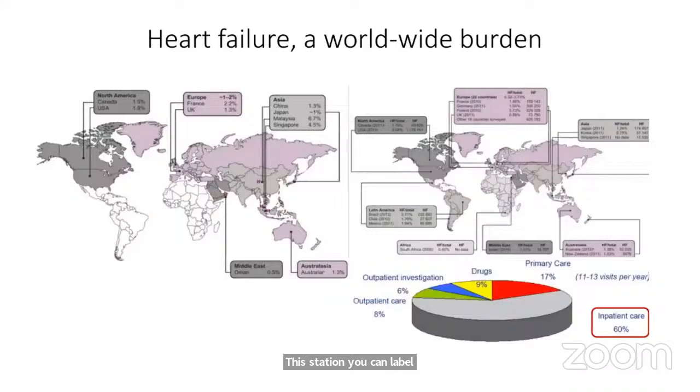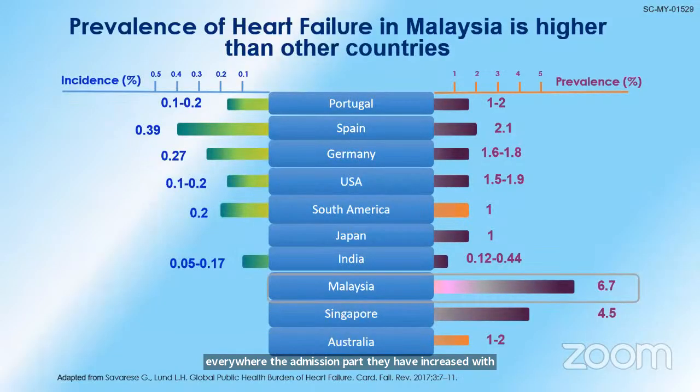As you all know, there's so much talk and importance given to heart failure because it is a worldwide burden. Everywhere, admissions for heart failure have increased, with at least 60% of patients requiring inpatient care. When it comes to Malaysia, Malaysia has the highest prevalence of heart failure admission, at about 6.7% compared to other countries. Even the US is only 1.5 to 1.9.